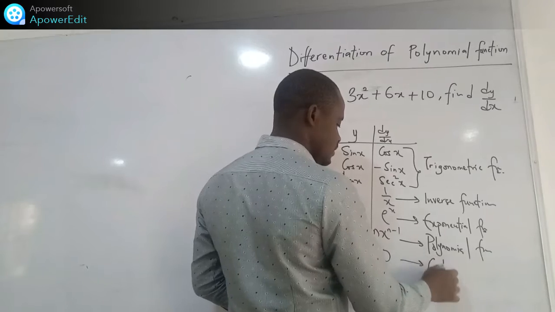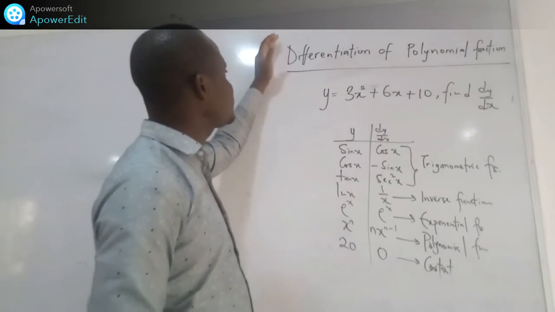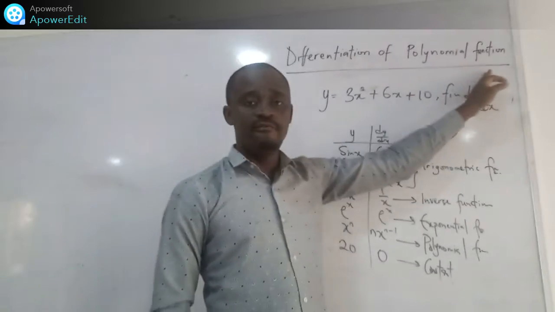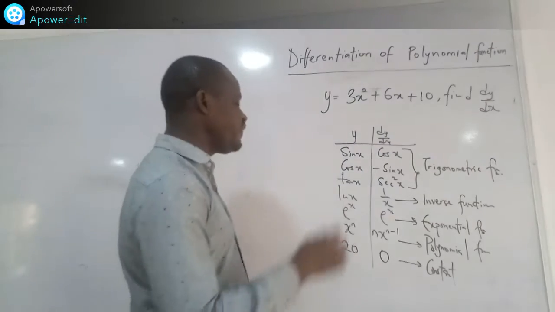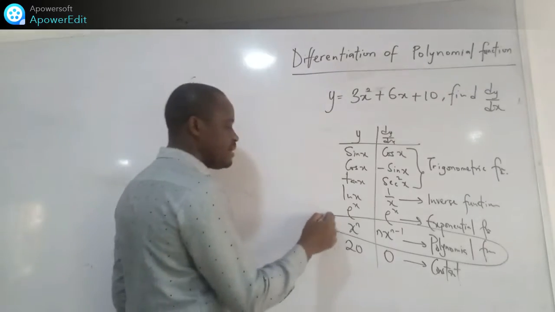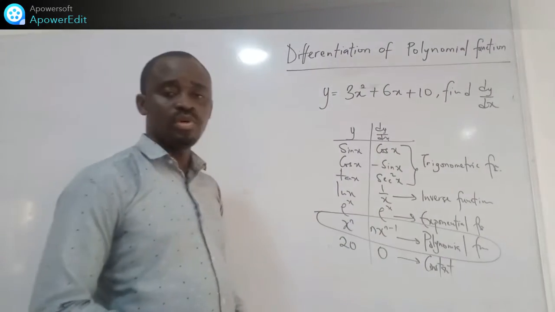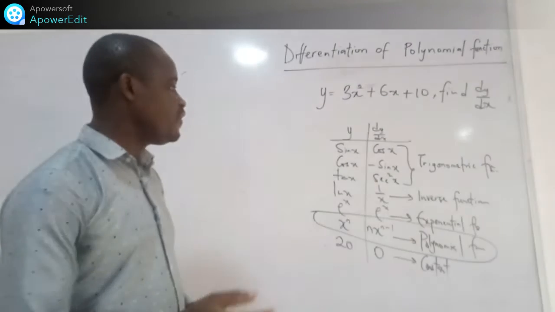So now, if you look at the headline, it is differentiation of polynomial function. So which of these functions are we dealing with? We are dealing with this particular rule, which is x^n giving nx^(n-1), which is the polynomial function.